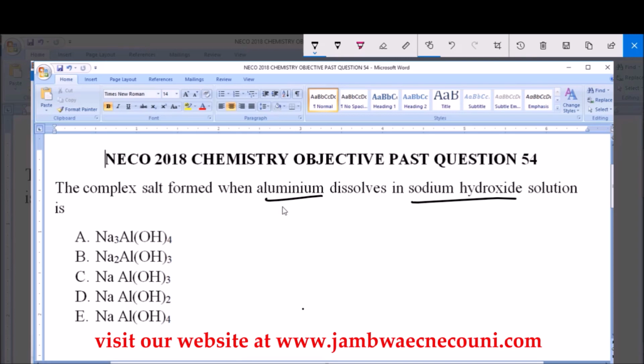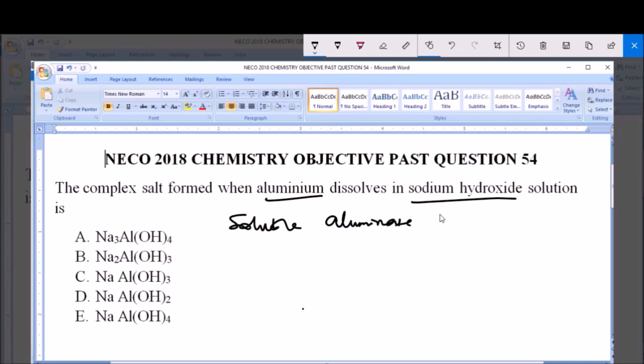Now, when aluminium dissolves in sodium hydroxide, soluble aluminate(III) is formed, and not just that, with evolution of hydrogen gas. Now let me give this with the equation.